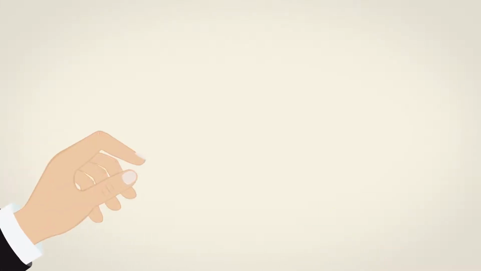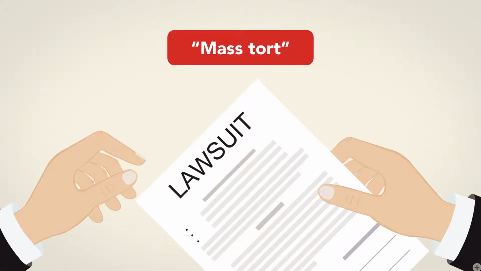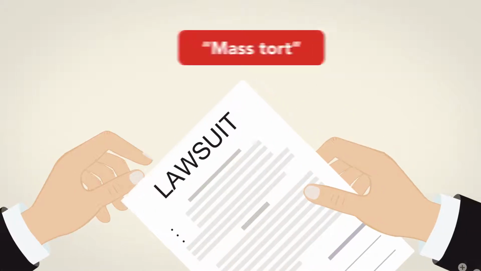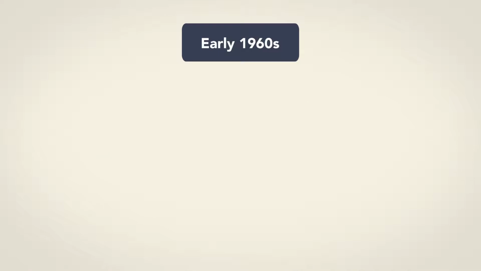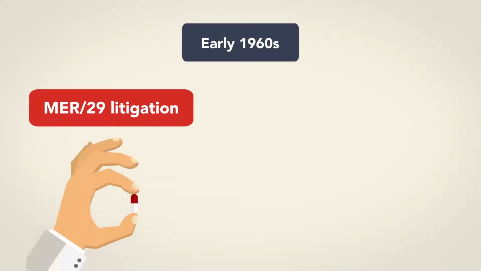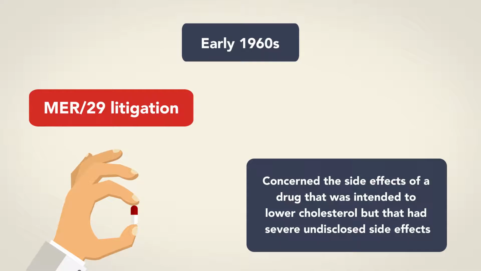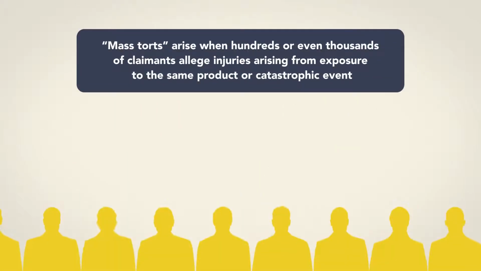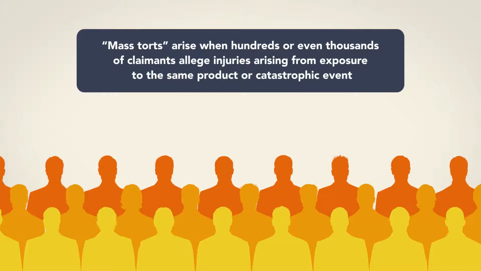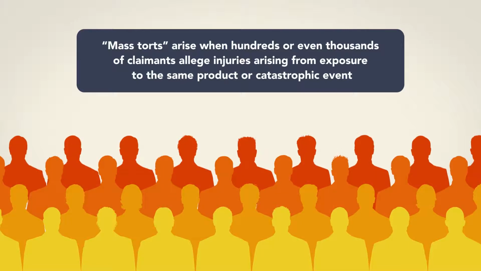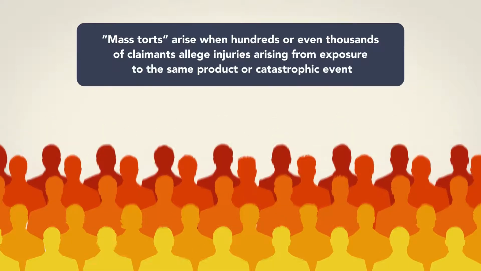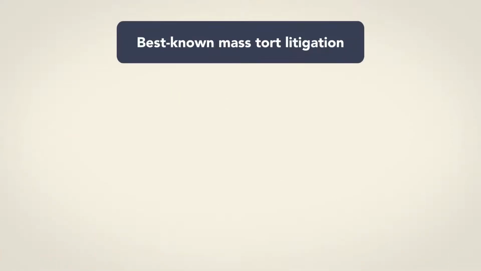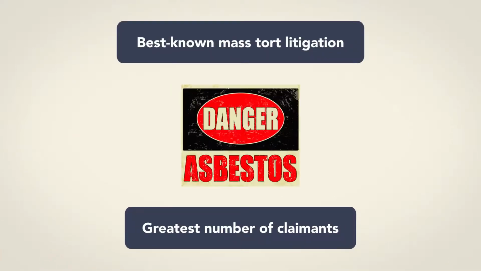In recent decades, though, a new type of tort claim has evolved, called the mass tort. Many would date mass tort litigation to the early 1960s, with the MER 29 litigation, which concerned the side effects of a drug that was intended to lower cholesterol, but that had severe undisclosed side effects. These mass torts arise when hundreds or even thousands of claimants allege injuries arising from exposure to the same product or catastrophic event.